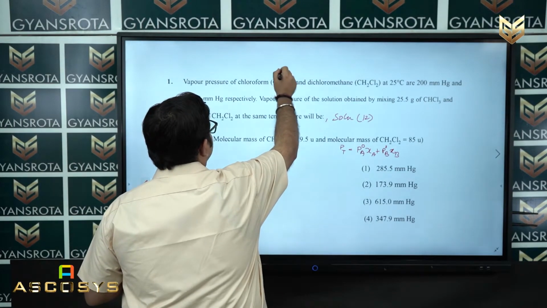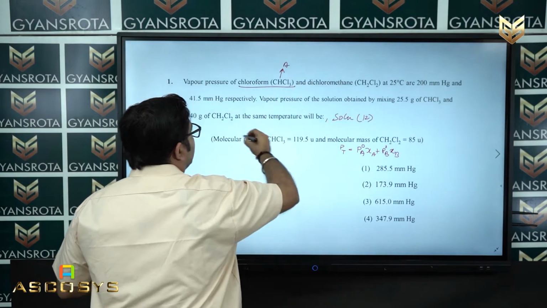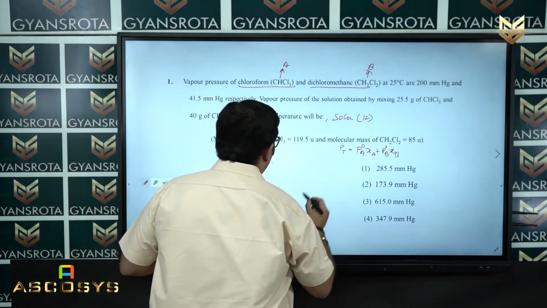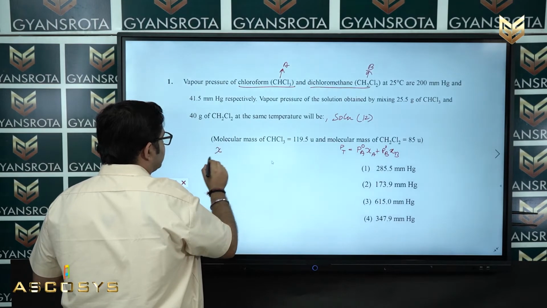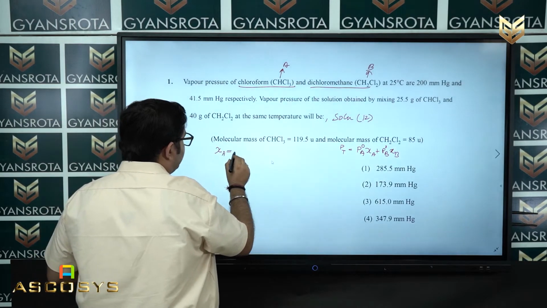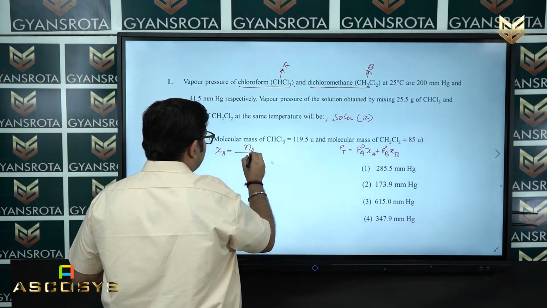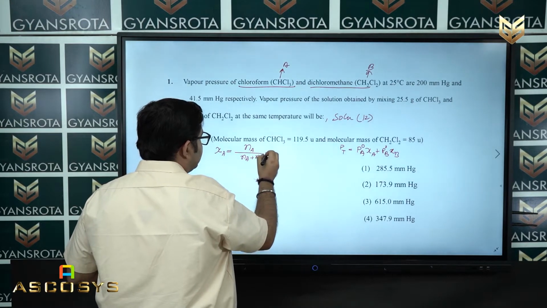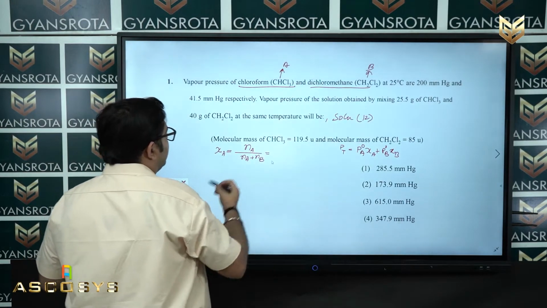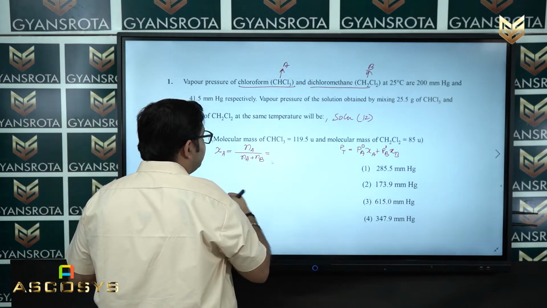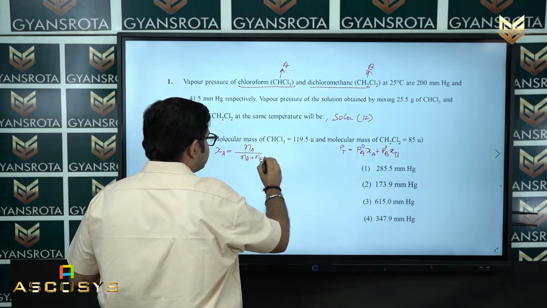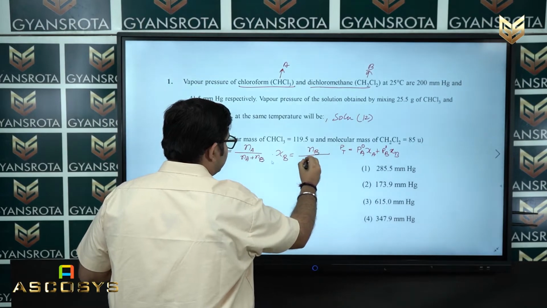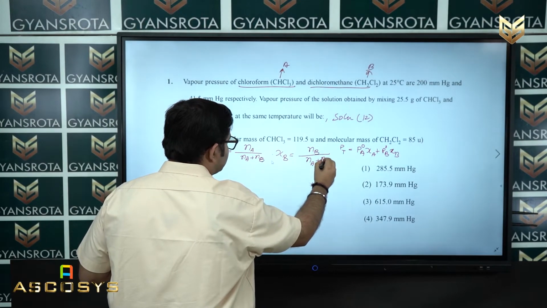Now, I am considering chloroform as A, and dichloromethane as B. Now, let us find out x A and x B, that is the mole fraction of A and the mole fraction of B. For the mole fraction of A, the formula is the number of moles of A divided by total moles, that is number of moles of A plus number of moles of B. We first have to find out the n A value and n B value. Similarly, for x B, the mole fraction of B is the number of moles of B divided by the number of moles of A plus the number of moles of B.